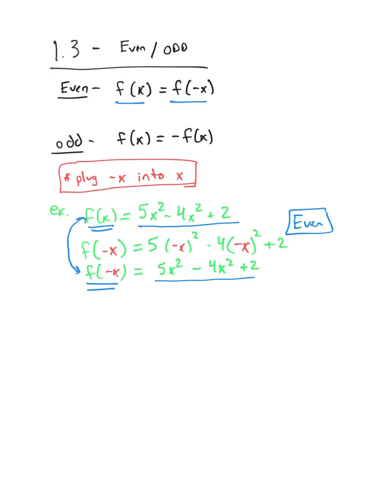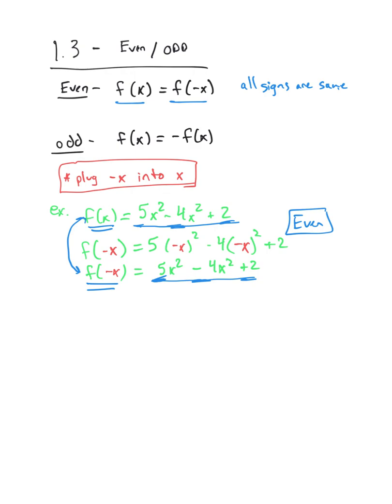The other way that some students like to look at it is the signs: plus 5, plus 5, minus 4, minus 4, plus 2, plus 2. So all signs are the same. That's another way to think about it or look at it.